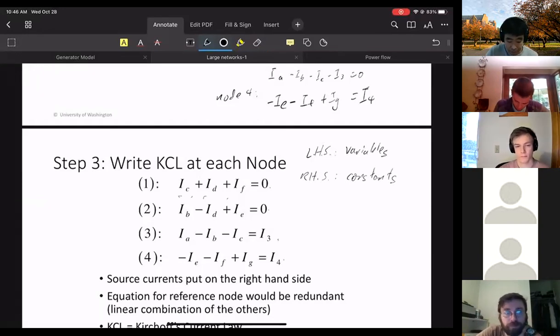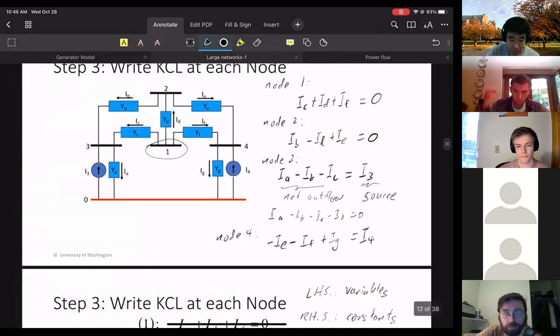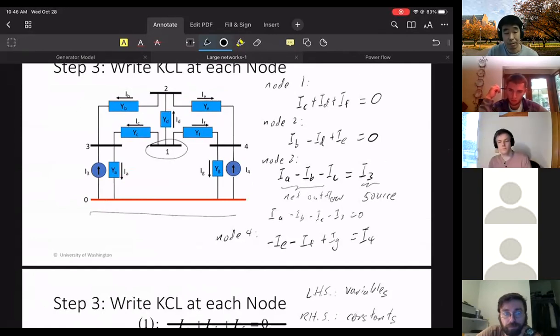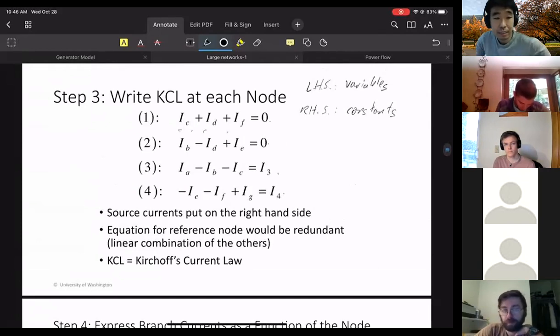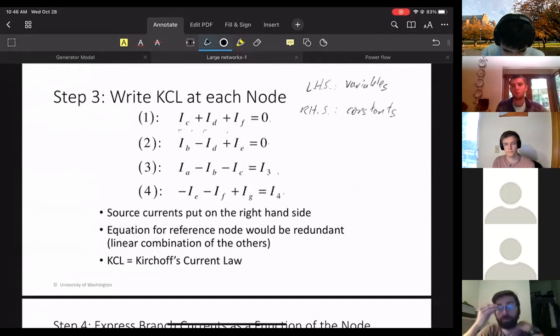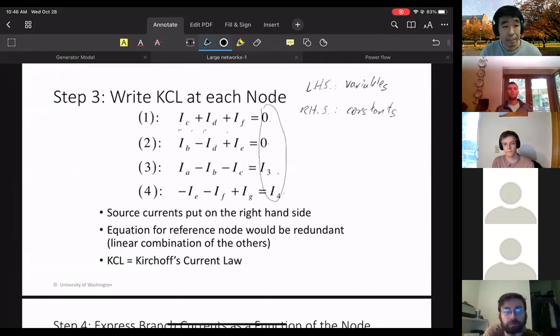All right, so note that we don't write an equation for the reference node, because it turns out it will be redundant to the other equations, linearly dependent on the other equations. By virtue of setting this node to be the reference, we can eliminate this node when we write our equations. So this is Kirchhoff's current law, which puts all the current injections, the current sources, on one side.